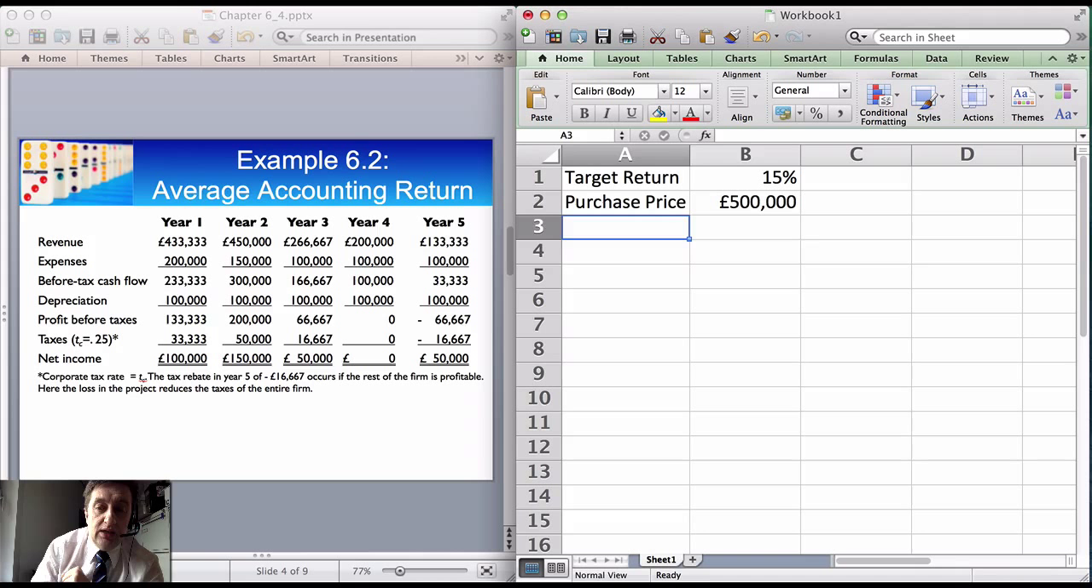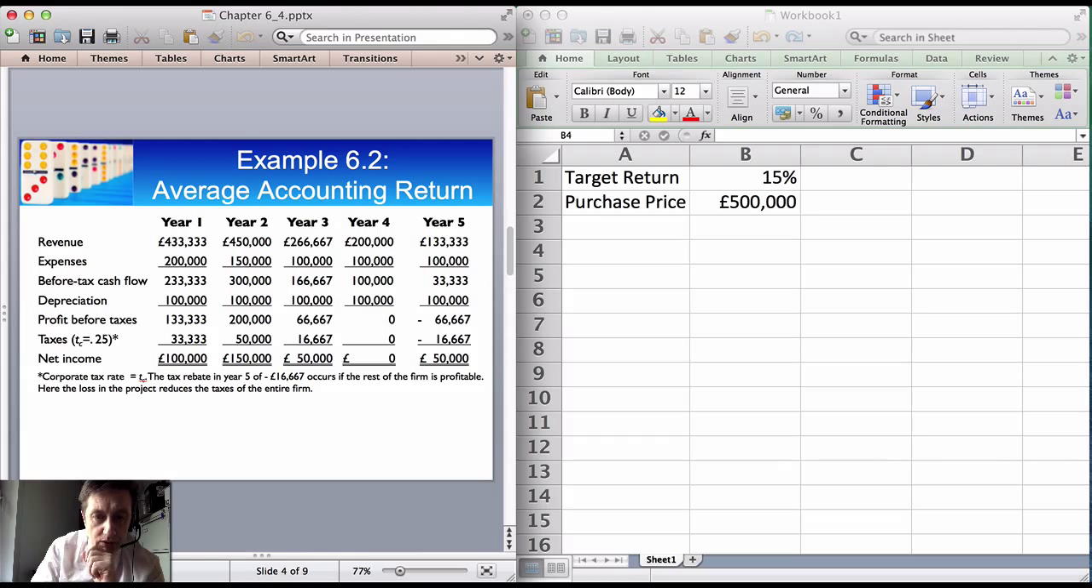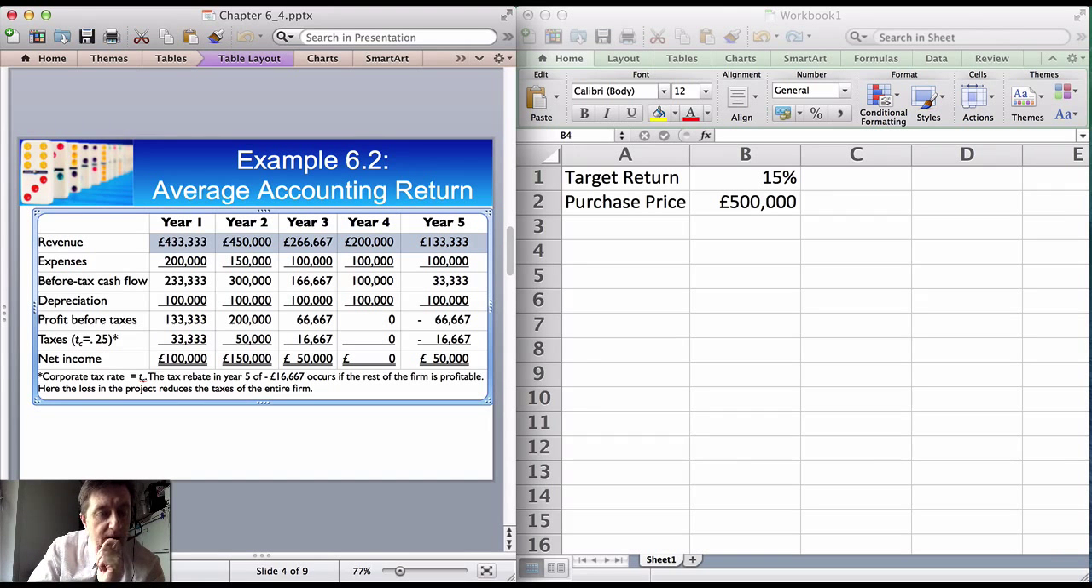So let's set up the spreadsheet. Now you can see what we've got here, and you'll notice that there are some values that we've already given you. So we've got the revenue, which starts off at 433,333. It goes up to 450, then goes down to 266, goes down to 200, and then goes down right in year 5 to 133. And the expenses start off high, but then drop down to 100k over the last 3 years of the project. So the first thing we do is we calculate the gross profit.